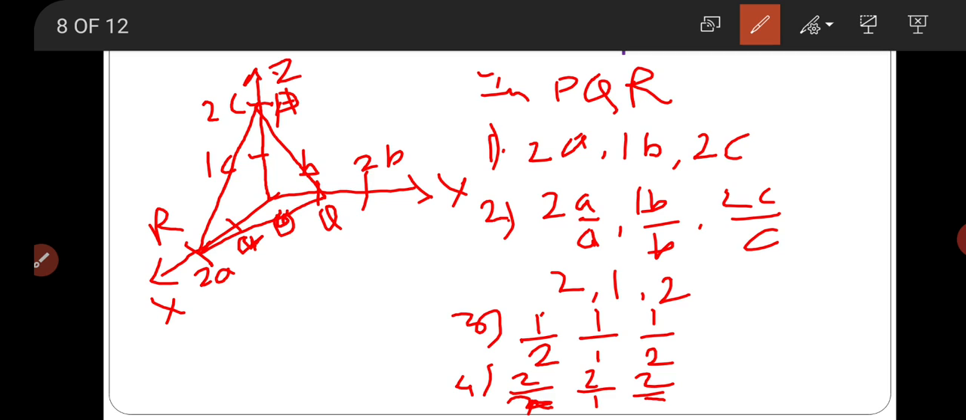So here the integers will be 1, 2, and 1. So we got these 3 integers. Now place these 3 integers in round brackets, 1, 2, 1 in round brackets, and this is called the Miller indices for this plane PQR.